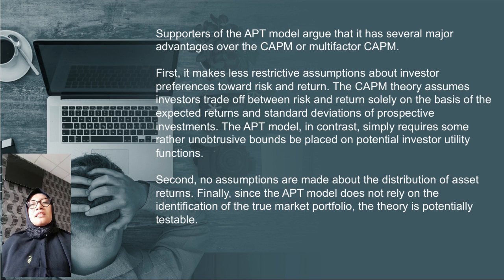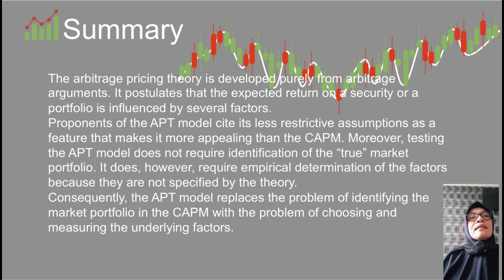Finally, since the APT model does not rely on the identification of the true market portfolio, the theory is potentially testable. Summary: the arbitrage pricing theory is developed purely from arbitrage arguments. It postulates that the expected return on a security or portfolio is influenced by several factors. Proponents of the APT model cite its less restrictive assumptions as a feature that makes it more appealing than the CAPM.